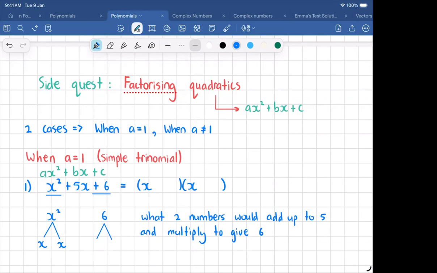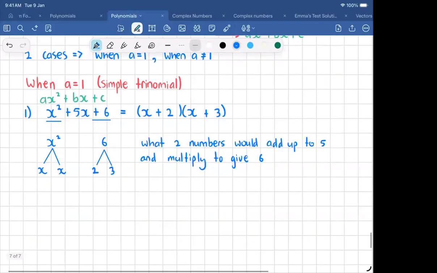2 and 3. 2 and 3, right? If I multiply 2 and 3 by each other, I get 6. Yes, sir. And if I add them, what am I going to get? 5. Right. So I'm simply going to write plus 2 plus 3. That's it. Easy? Yes, sir. Okay, let's do another example like this, and then we'll look at the AC version.